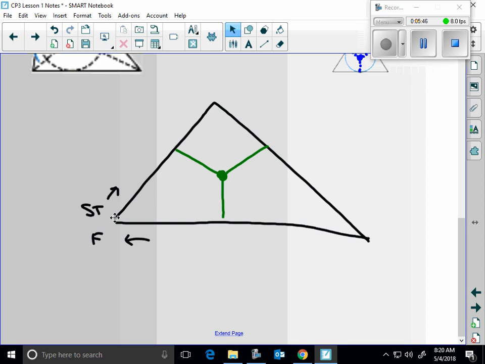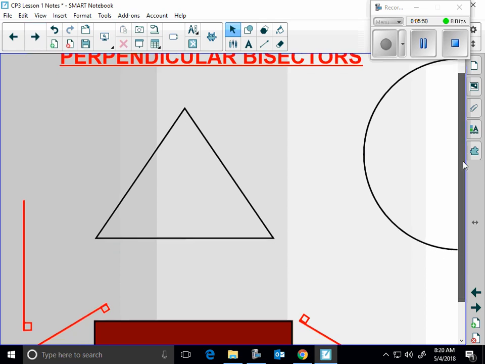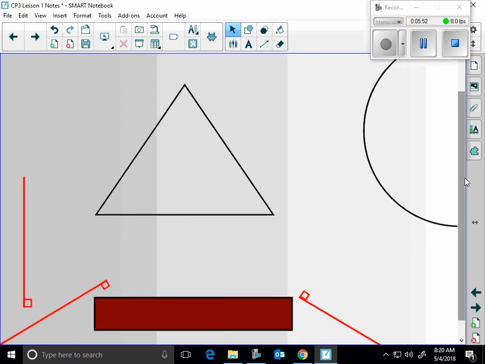Okay, let's talk about our next center, formed by the perpendicular bisectors. Okay, so a perpendicular bisector is perpendicular to a side and does what to it?